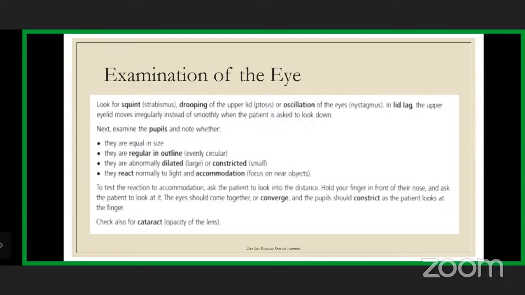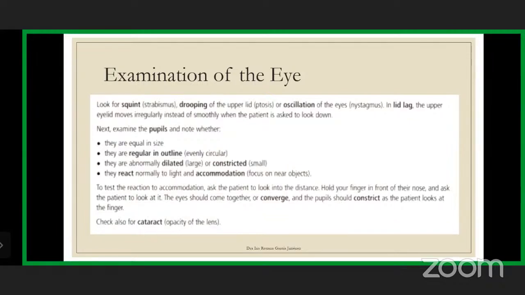Examine the pupils and note whether they are equal in size, regular in outline, evenly circular, or abnormally dilated, large, or constricted, small. They react normally to light and accommodation, which is focusing on near objects. Test their reaction to accommodation.